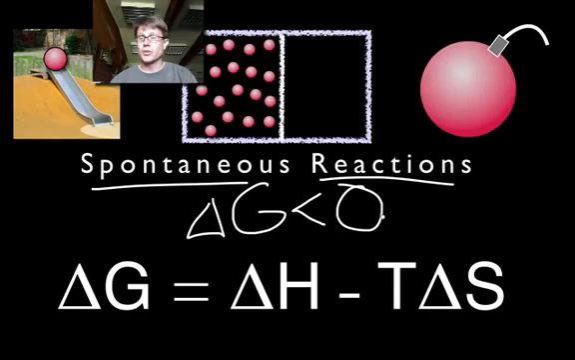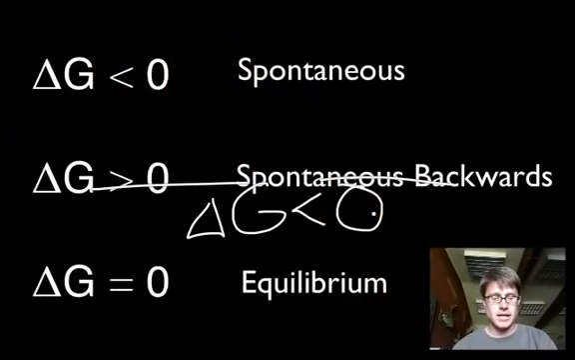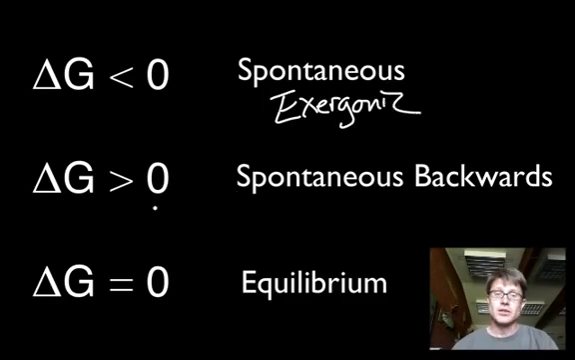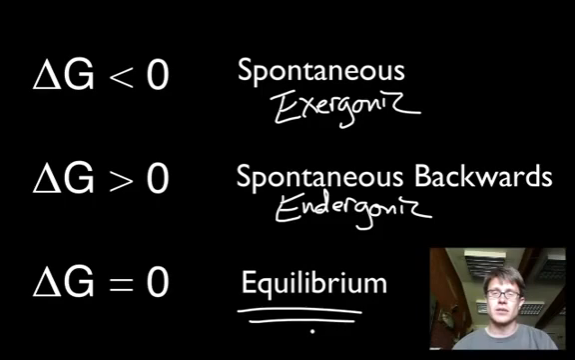Likewise, if the delta G is greater than 0, let's turn to the next slide, that's going to be a non-spontaneous reaction. Okay, so in summary, if the delta G is less than 0, that's a spontaneous reaction, or we call that an exergonic reaction, or an energy-releasing reaction. If it's greater than 0, that's an endergonic reaction. And then finally, if nothing happens to the available free energy, then it's just at equilibrium.